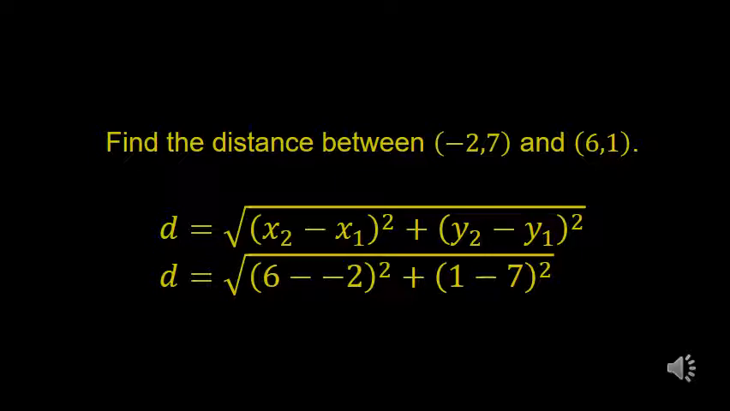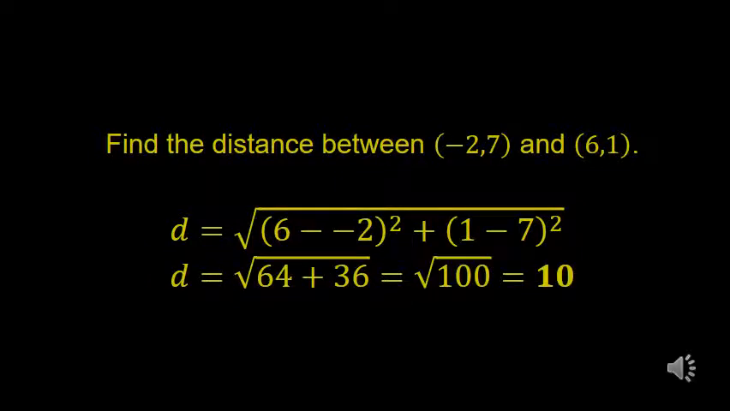1 minus 7 squared. Now I'll tell you, it doesn't actually matter what order you subtract in. I could have done negative 2 minus 6 squared and 7 minus 1 squared. The worst that's going to happen is you'd get a negative instead of a positive, but when you square, it all ends up positive anyway. So the order doesn't matter. What does matter is that the x's have to go together, the negative 2 and 6, and the y's, 7 and 1, have to go together.